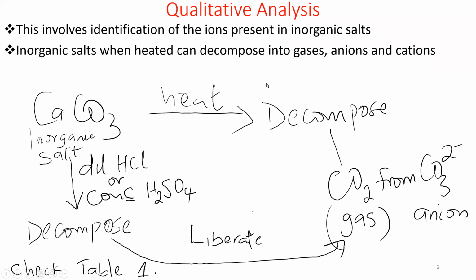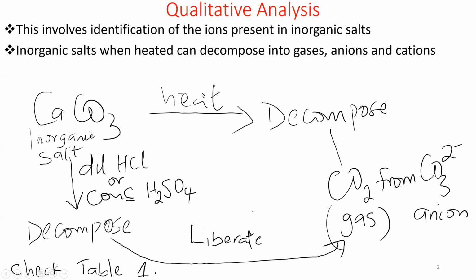What do we mean by qualitative analysis? Qualitative analysis involves identification of the ions present in inorganic salt. When an inorganic salt is heated, it can actually decompose. And when it decomposes, we'll be able to get a gas, and we'll also be able to identify the anion. Invariably, the gas is actually coming from the anion.